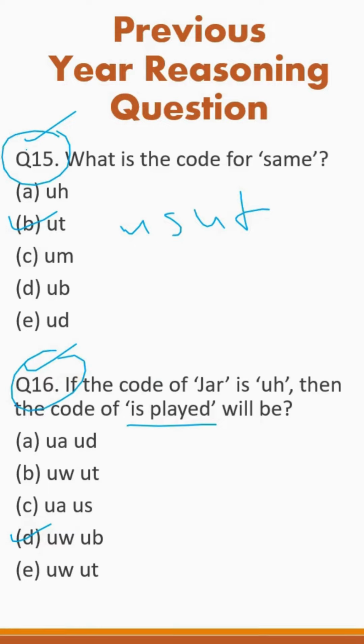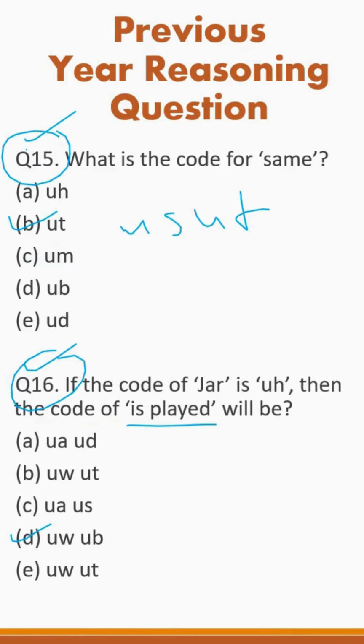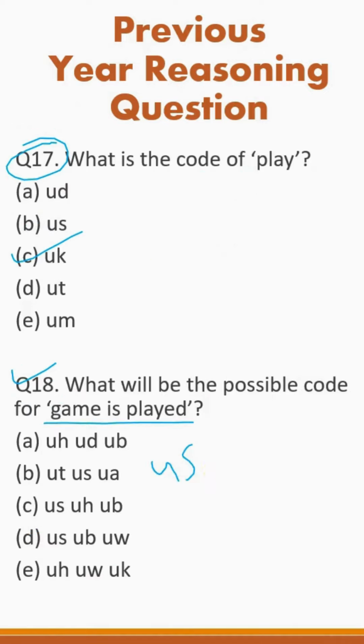So 15 done, 16 done, 17 also done. Now let's focus on question number 18. What will be the possible code for game is played? We have just seen that for same game, either we can use US or UT. Same has gone to UT, so game is US. And for is played we use UW UB. So US UB UW we can use for game is played. Option D is the right answer.